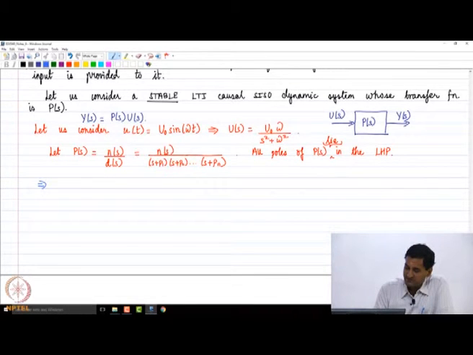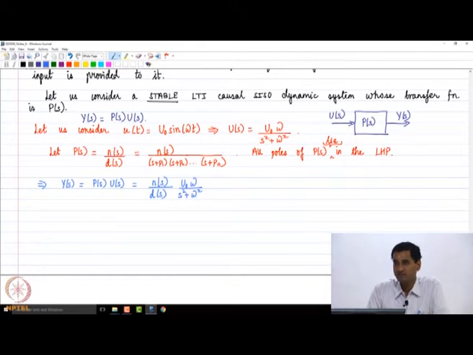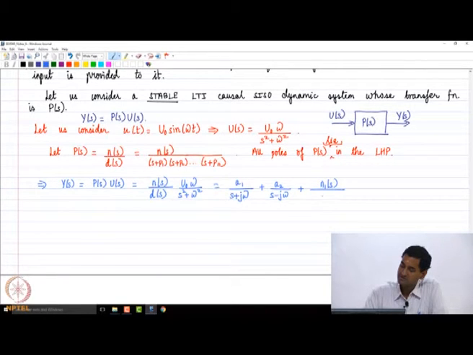So, let us now process this equation. This implies that y of s is equal to P of s times u of s, which is n of s divided by d of s times u naught omega divided by s squared plus omega squared, correct. So, this I can rewrite as a1 divided by s plus j omega, plus a2 divided by s minus j omega, plus some n1 of s divided by d of s.